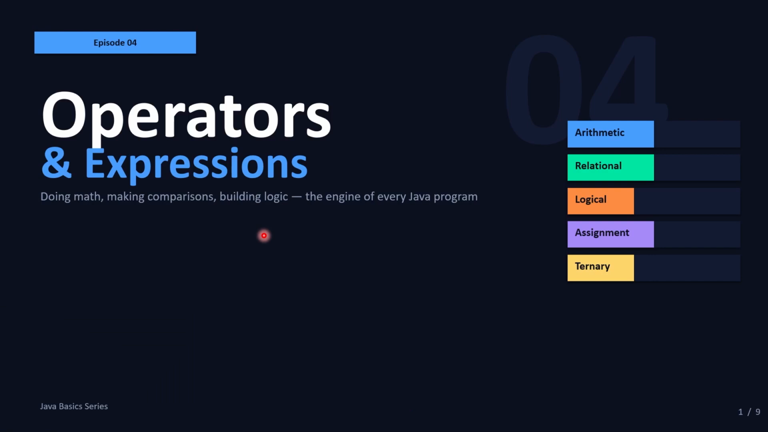I have a quick question. What is 2 plus 3? So 2 plus 3 is 5. You all know this. Similarly, what is 2 plus 3 into 6? 2 plus 3 multiplied with 6. So what is the answer? It is 20, right? That is how we will calculate.